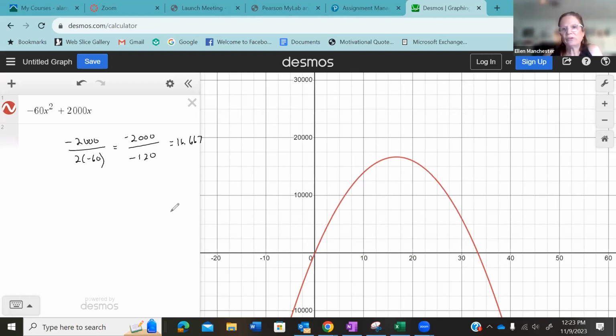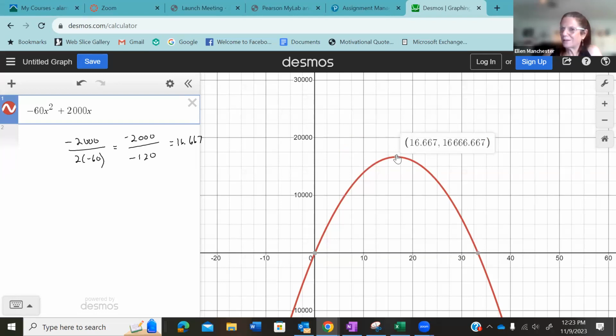So let's look. Watch what I can do with this Desmos. I bring my cursor and I put it at my vertex. Do you see it? Look at there. So your vertex calculated is the same as the Desmos picture. That tells me, okay, I calculated it correctly. So this is my x value of my vertex.